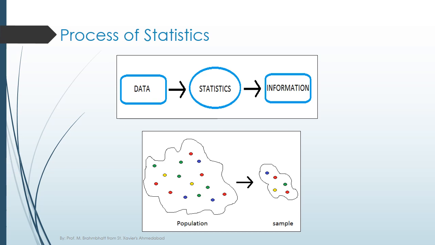In the current slide, you can observe the first figure. You can find there three elements: data, statistics, and information. Data is nothing but a real fact. It is also known as raw data, whereas information is processed data. To generate the information from the data, we require different statistical procedures.